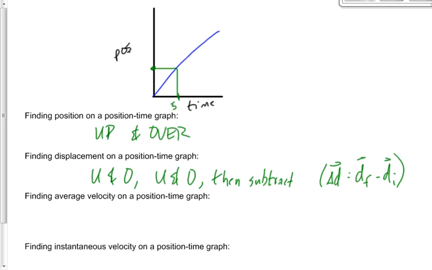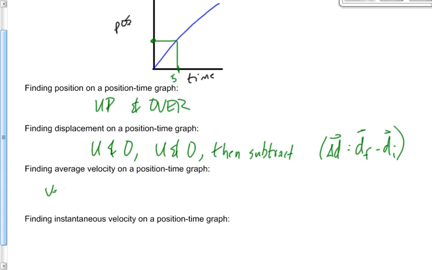The average velocity on a position time graph. Average velocity. There's two ways you can do this, although they end up being the exact same thing. It's just a different way of thinking. The average velocity, when we did our problems over the last couple of days, was displacement over time. Did we just not learn how to find displacement on the graph? Up and over, subtract the two, there's displacement. And then the time you read off the x-axis. That's one way to think of it.